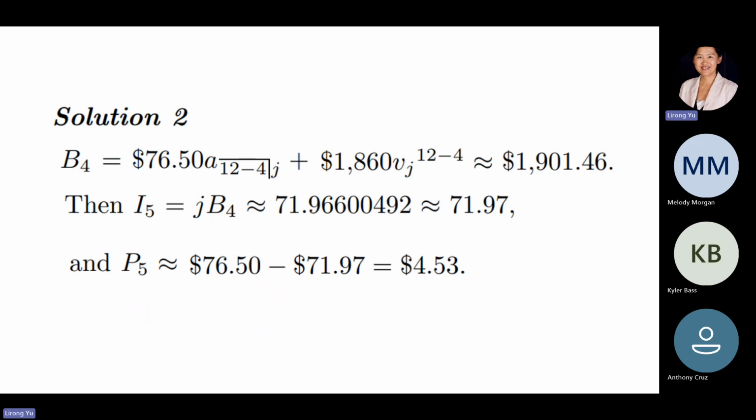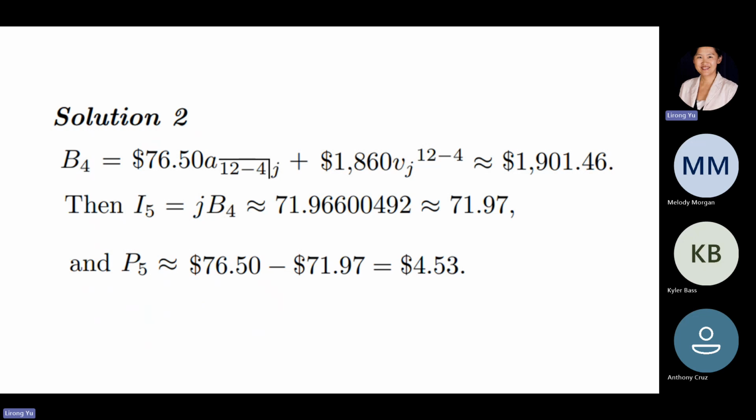So what we can do is to find out the present value of the future 8 payments of 76.5 plus the present value of the final payment. And that will give you the book value at time 4. Okay. Now at time 5, you have to pay interest on B4, the outstanding balance in the last time period.